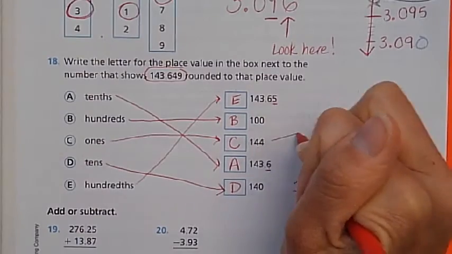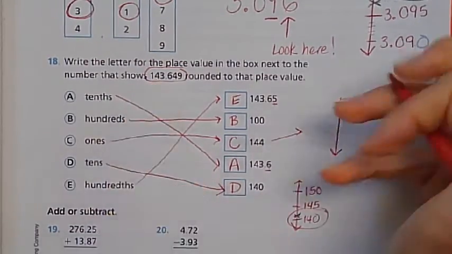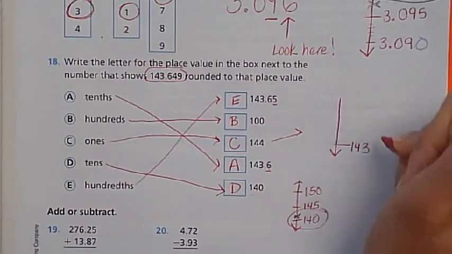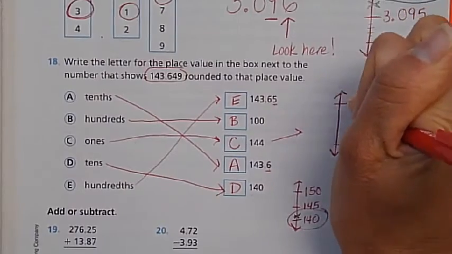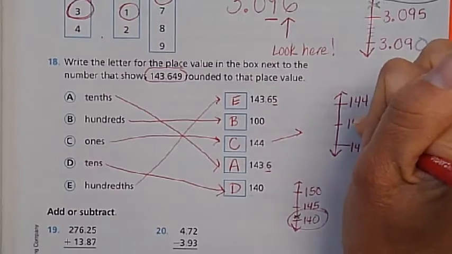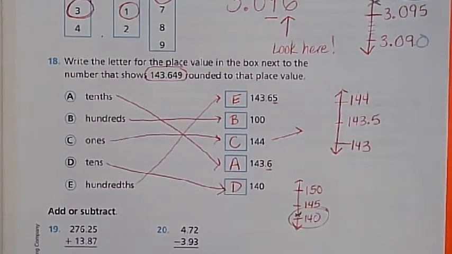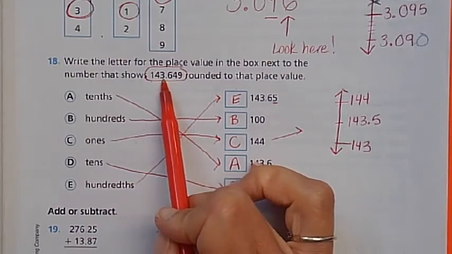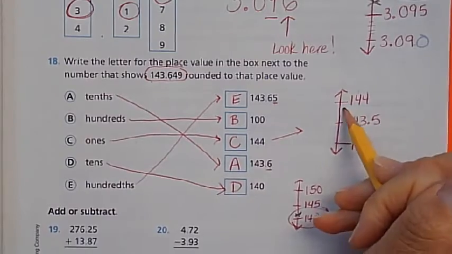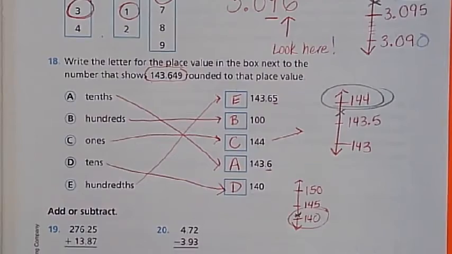I want to show you the ones place real quick. So I have 143. So that means it's either going to round down to 143 or up to 144. Our halfway point is 143 and 1/2, right? 5/10 is 1/2. Our number is 143.6. So that decimal 6 is more than 5. So it's up here, which is why we rounded up to 144.